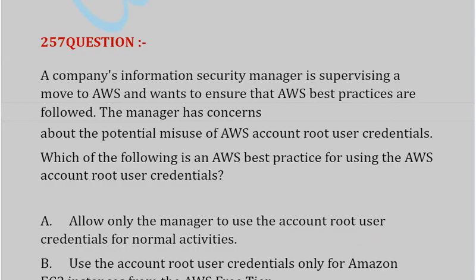Question: A company's information security manager is supervising a move to AWS and wants to ensure that AWS best practices are followed. The manager has concerns about the potential misuse of AWS account root user credentials. Which of the following is an AWS best practice for using the AWS account root user credentials?